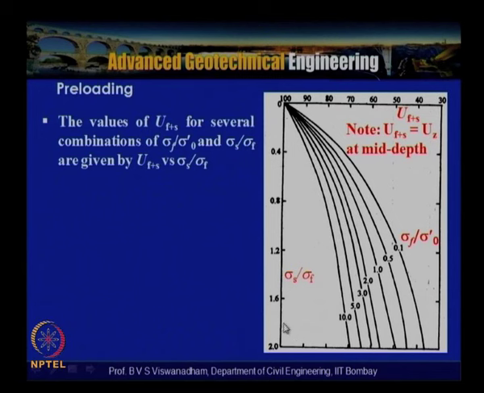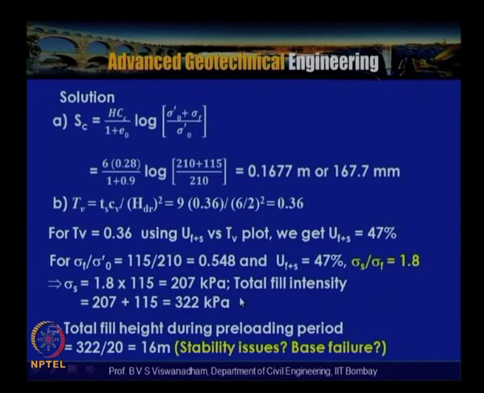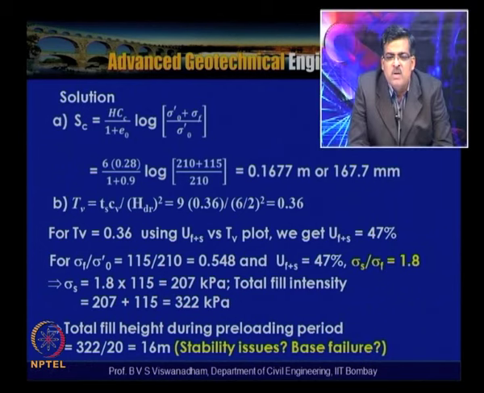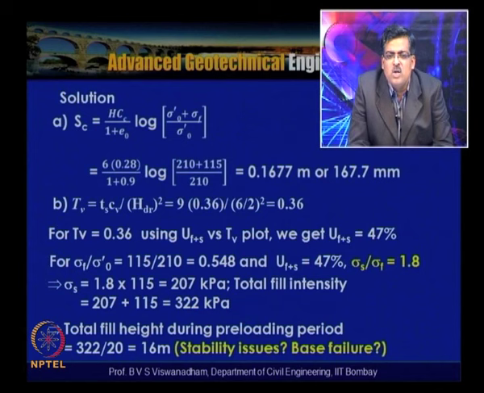we can determine like this, for 47% and 0.548, you can see that sigma s by sigma f comes to be around 1.8 or so. So with this, sigma s comes to be 1.8 into 115, that is 207 kilopascals. So the total fill intensity comes to be 207 plus 115, about 322 kilopascals. If you are having an embankment constructed with a unit weight of 20 kilonewton per meter cube for the fill material, then the height which is required is about 16 meters.